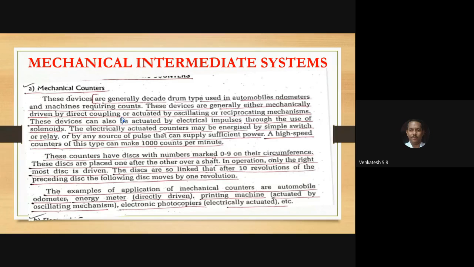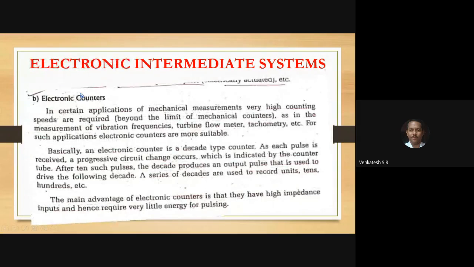So the answer for this question is below. Write down the answer. Subdivision A, mechanical counters. Subdivision B, electronic counters.